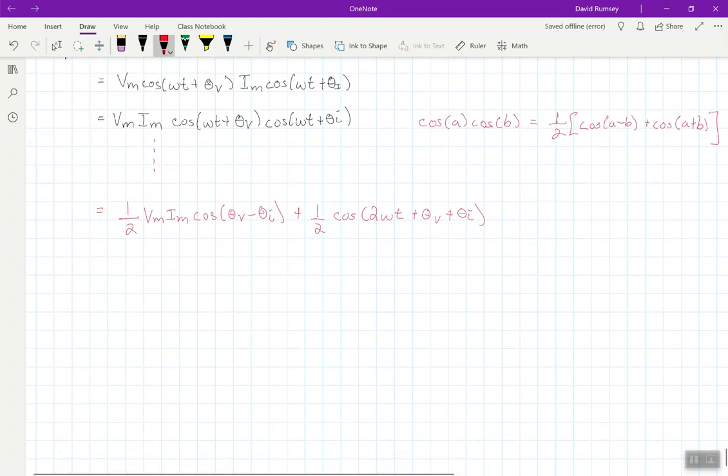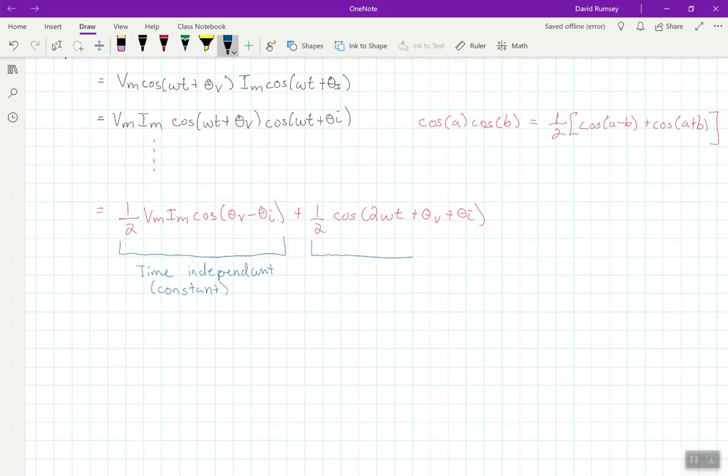But what do we have here? Well, just doing that simple computation, this term is time independent. Notice there's no t in this equation anymore. So this is going to be some kind of constant. And here, this, of course, does matter with time, but we should notice that this is still periodic.